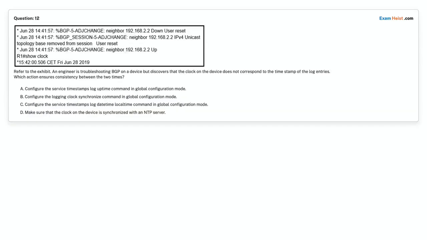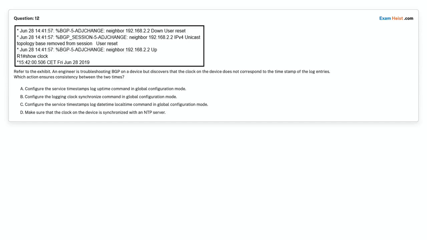Question 12. Refer to the exhibit. An engineer is troubleshooting BGP on a device but discovers that the clock on the device does not correspond to the timestamp of the log entries. Which action ensures consistency between the two times?